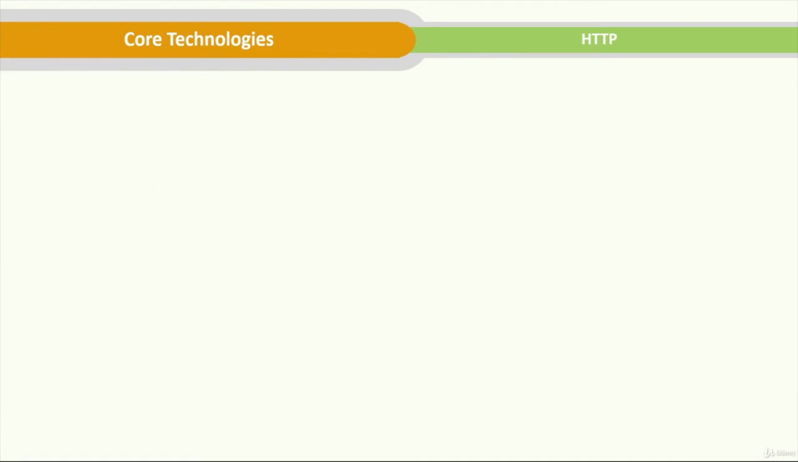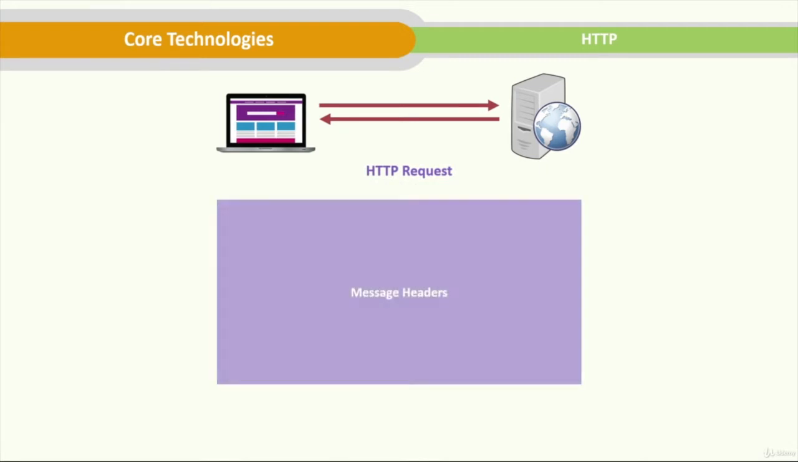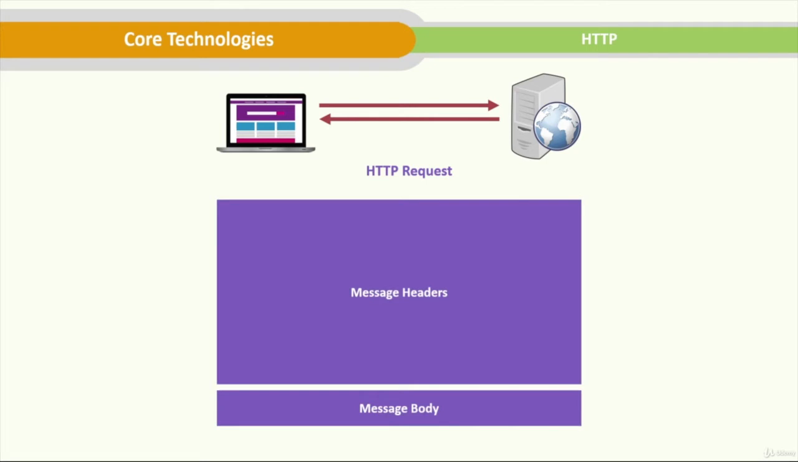So first, let's talk about the HTTP request and responses. An HTTP request is made by the web browser, and HTTP responses are sent by the server. So let's have a look at the HTTP request message. Request messages are comprised of two parts: the message headers and the message body. Headers provide both the server and the client instructions on how to handle the message.